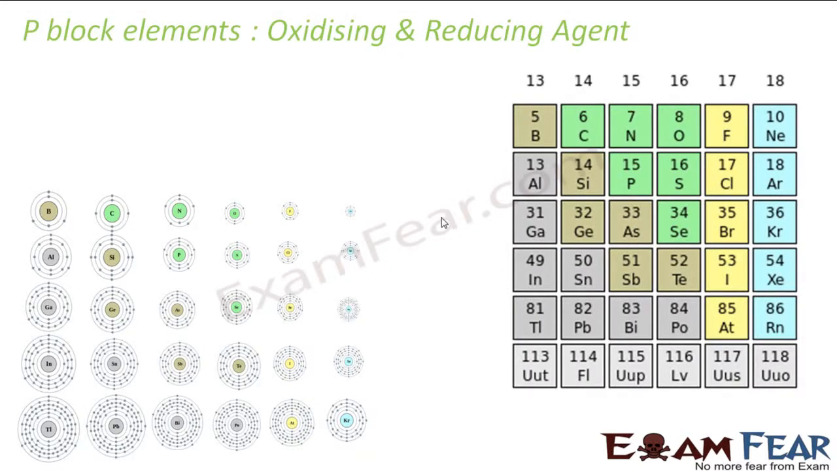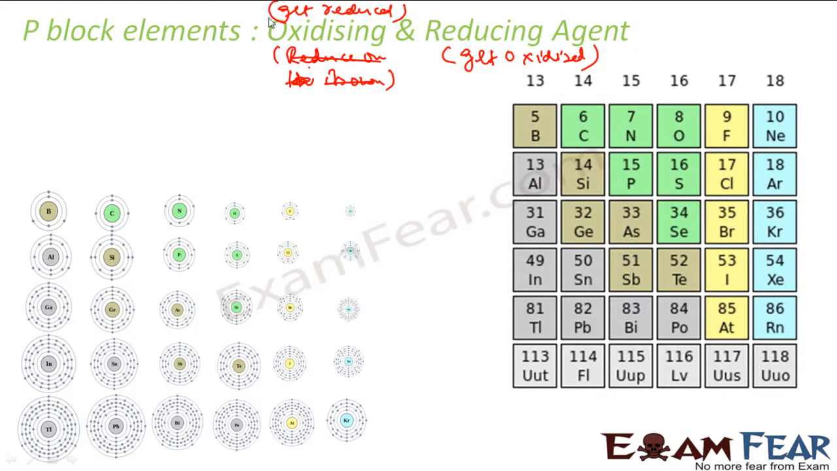Let's talk about the trends in the oxidizing and reducing agent property. So what are oxidizing agents? Oxidizing agents are ones which can oxidize someone else, or they can reduce on their own. And reducing agents are ones which can reduce others or get oxidized. If an element can get itself reduced, that means it is an oxidizing agent, and if an element can get itself oxidized, then it is a reducing agent. This concept is clear. So in this P block, we have elements which act as both oxidizing and reducing agents.